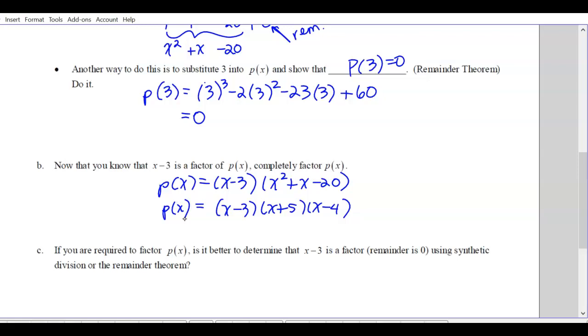So part C says, if you're required to factor p of x, is it better to determine that x minus 3 is a factor? This means finding the remainder of 0 using synthetic division or the remainder theorem. Well, this really ended up being a little bit of a waste of time. You already knew that the remainder was 0 above it. Okay, and using synthetic, you've got the second factor. Okay, so in this case, I would use synthetic.